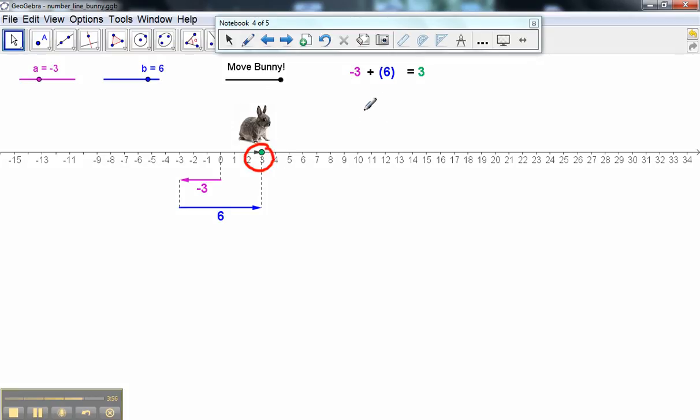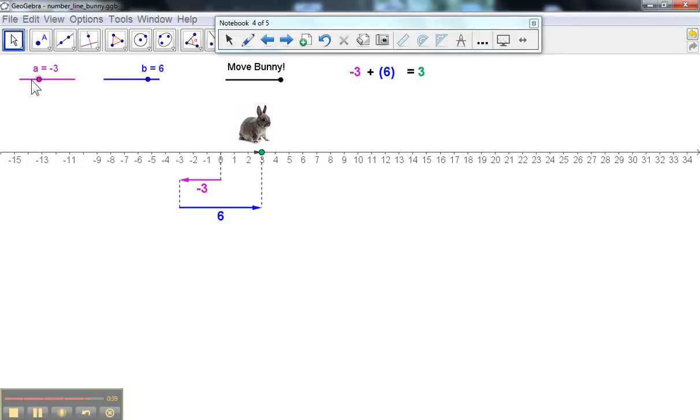And our song says different signs subtract and keep the sign of the higher number. So 6 minus 3 equals 3. And it says keep the sign of the higher number. The number with the higher absolute value is 6, and it's positive, so our answer has to be positive 3. And it makes sense. We are on the positive side of the number line.